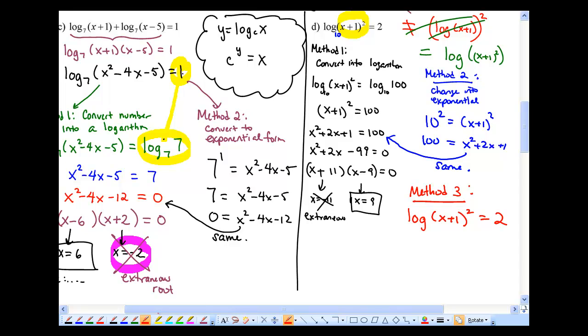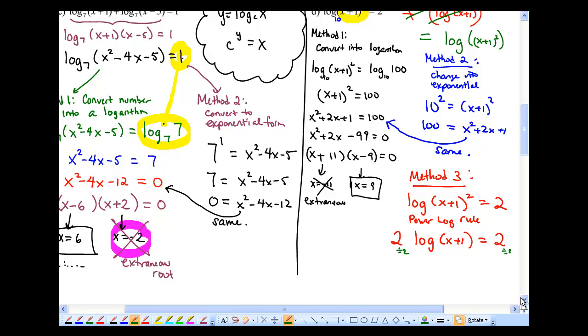What log rules can I use when there's an exponent or a power? Yeah, I can use the power rule. The power log rule says I can bring the exponent down. So watch as I do this. It's 2 log (x plus 1) equals 2. Okay, well, how do I solve this? I probably want to isolate the log by itself, so I'm going to take this 2 and get rid of it. So I'm going to divide both sides by 2. So then I have log (x plus 1) equals 2 divided by 2, which is 1.